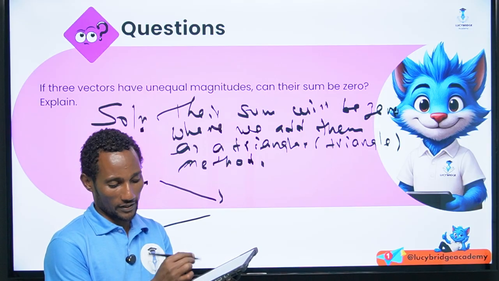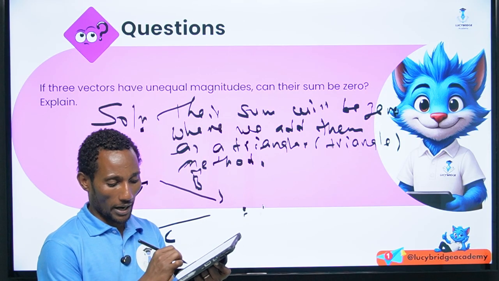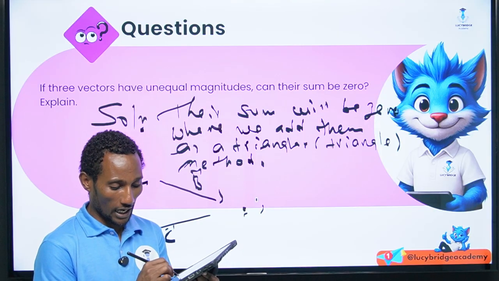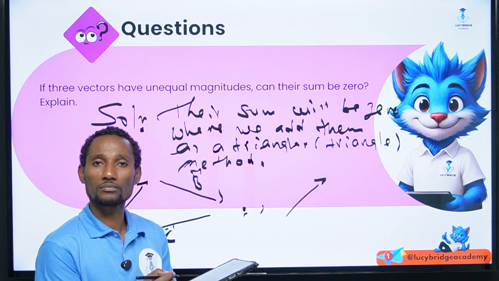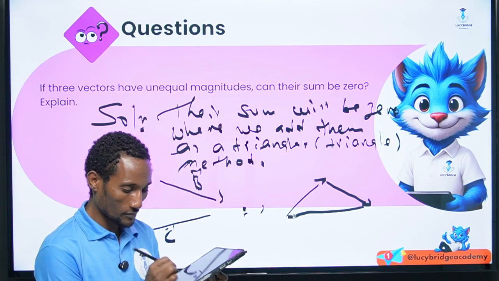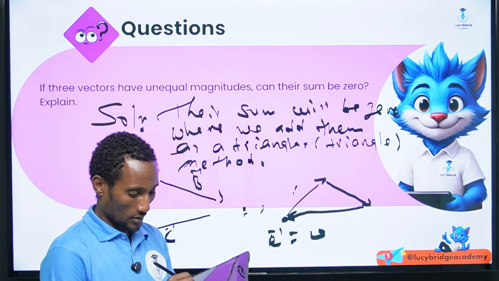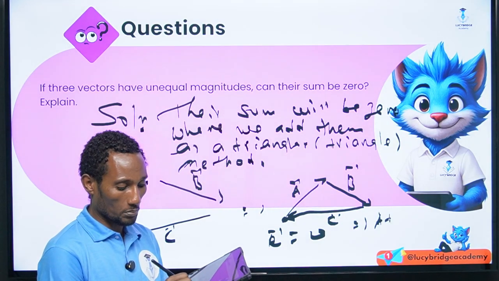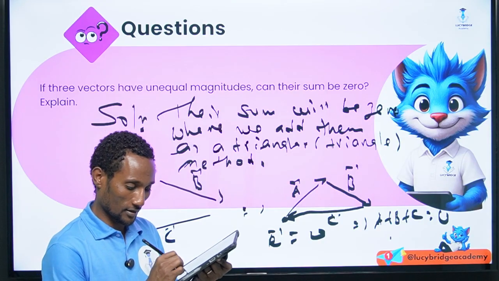Here, the magnitudes, having the lengths, are A, B, C. Then by joining head to tail for these three vectors A, B, C, using the triangle method or simply the polygon method, we have the vector sum. At this point, the resultant will be 0. The sum of A plus B plus C is 0.